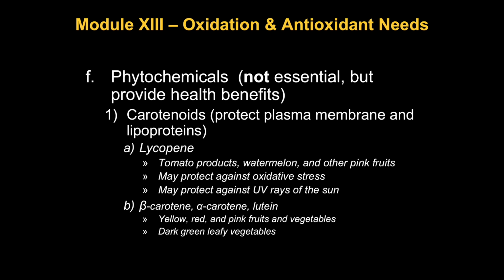So carotenoids are a type of phytochemical that are found in things like tomato products. So lycopene is found in tomato products. There's beta-carotene, alpha-carotene, lutein. These are all carotenoids. So they're pigments that give color to the particular food item that you're talking about, the particular plant item. And they're beneficial to us because they can act as antioxidants.